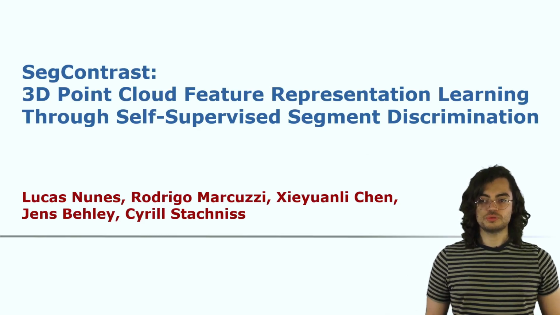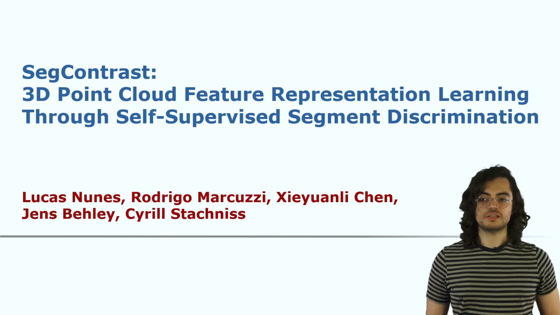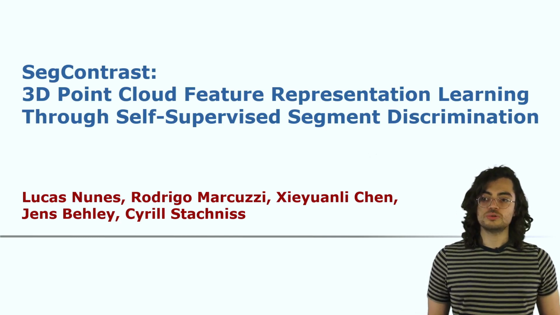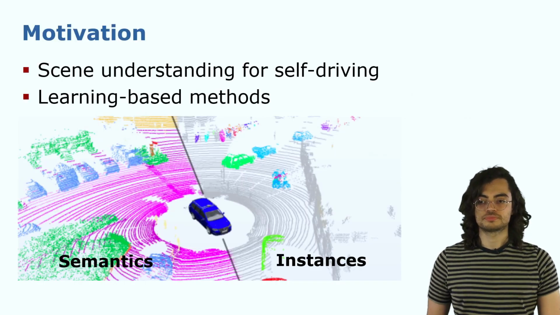Wouldn't it be cool to have a way to make a network learn a representation able to improve semantic segmentation without using any annotated data? I'm Lucas and I'm here to present our proposed self-supervised pre-training for LiDAR data, which relies only on the point cloud structure to learn a representation via segments discrimination.